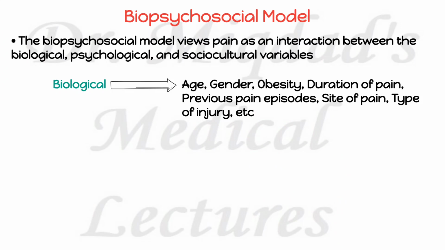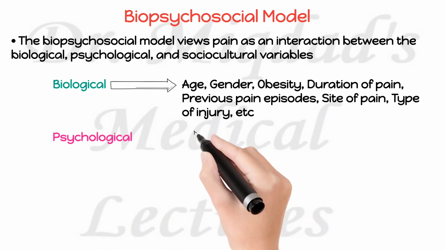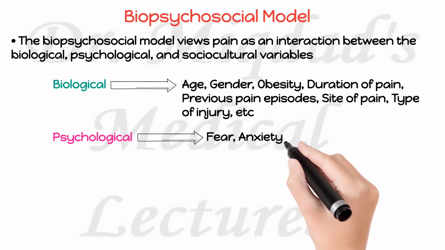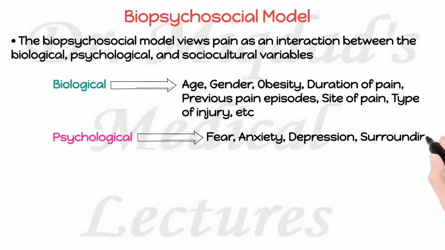Next, we come to psychological variables. They include fear, anxiety, depression, surrounding environment, etc. Imagine a person having a fear of injection. For him, the same injection will be much more painful than for one who is not afraid of it. Similarly, depression increases the intensity of pain perception. They feel any particular injury more painful compared to a normal individual.